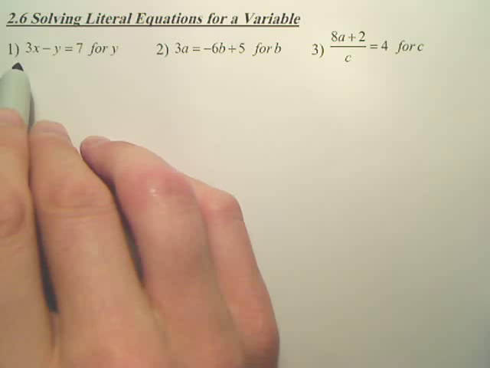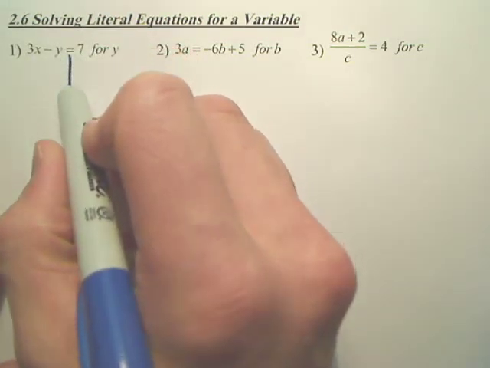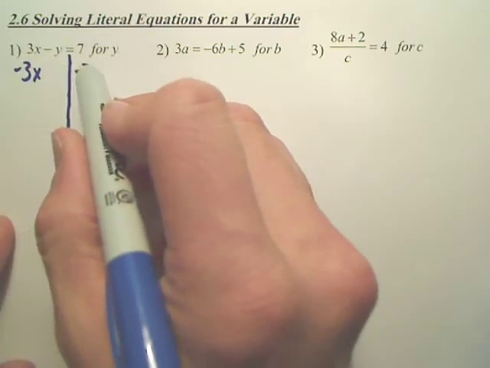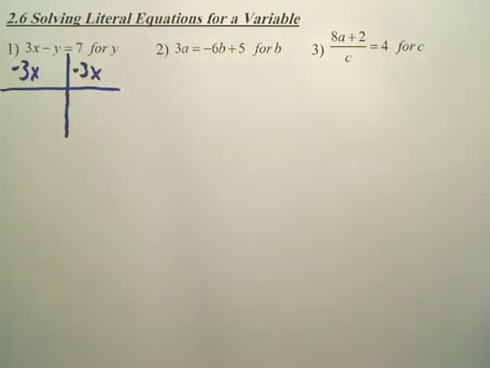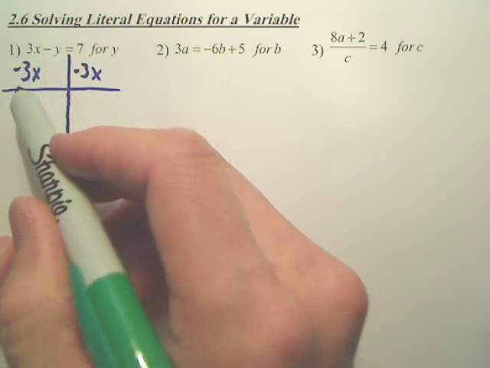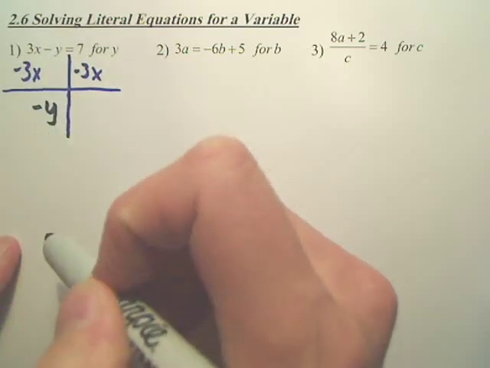of this 3x. That's a positive 3x, so it's kind of weird. But all we're going to do, first put a line down the middle, is we're going to minus 3x to both sides. It's kind of weird. Now, when I minus 3x from both sides, this cancels, leaving me just negative y.